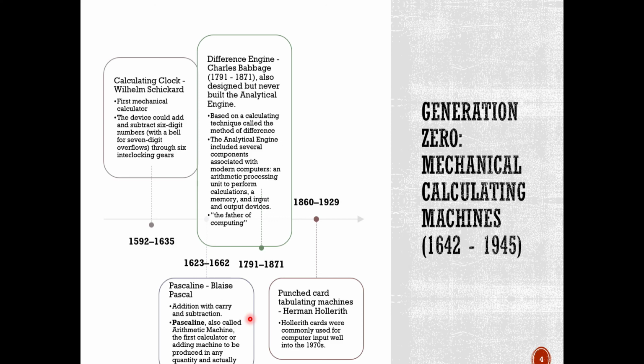The third calculating machine that we have is the difference engine, created by Charles Babbage. But he also designed the analytical engine, though he never built it. The difference engine was based on a calculating technique called the method of differences. There's no reason to know that. We're just doing an introduction and a brief overview of all these. The analytical engine included several components, and it was associated with modern computers. It had an arithmetic processing unit to perform calculations, memory, and input output devices, and it was the father of computing.